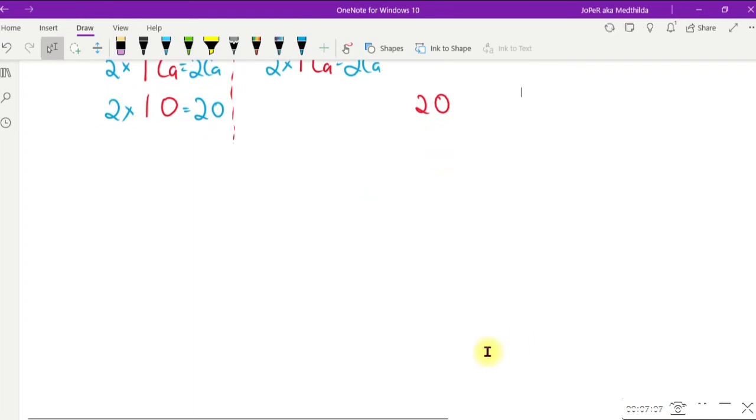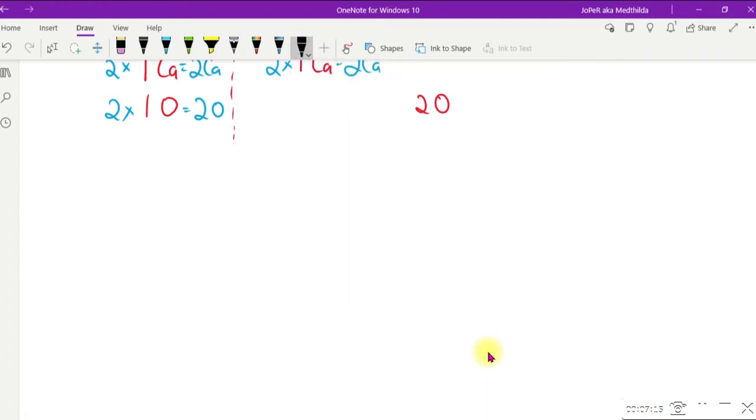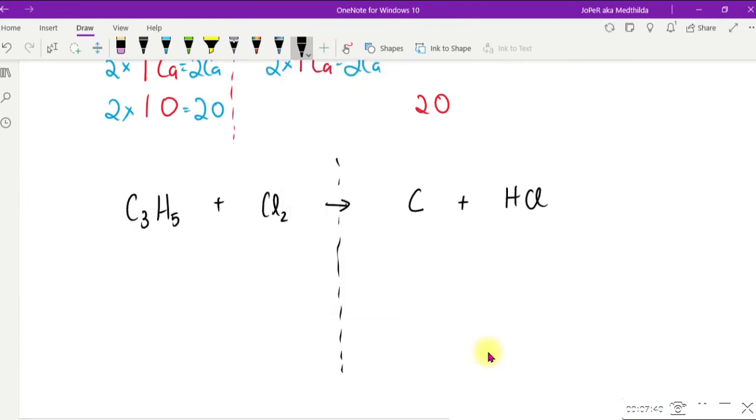So this third example is to illustrate the last point I'd like to make. The next equation I'd like to put across would actually be C3H5 plus Cl2, giving me carbon plus hydrogen chloride. Sorry, let me erase this. So draw the line over here, to make sure that you know where you're going to write to balance your chemical equation.